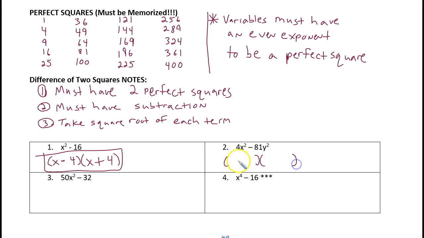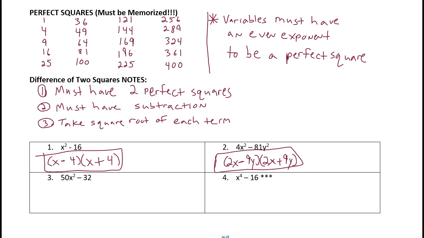Get my two parentheses going. And the square root of 4x squared is 2x. 2x times 2x is 4x squared. You have to break up the 4 as the square root of 4 and the x squared as the square root of x squared. 81y squared is going to become 9y times 9y. And we must have the negative sign and the positive sign in here. And that is our answer.